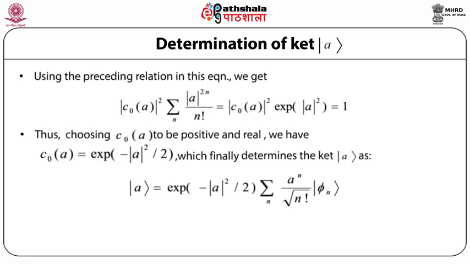Thus, if we choose appropriately C naught as a function of A to be positive and real, we have C naught as a function of A is equal to exponential to the power minus square of the modulus A by 2. And using this relation, we can finally determine the ket vector A, and the ket vector A is given as exponential to the power minus modulus A whole square by 2, whole times summation over n A to the power n upon under root n factorial times ket vector phi n. So in this manner, we have finally derived the relation for the ket vector A in terms of the ket vector phi n.